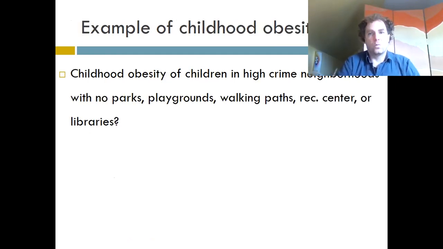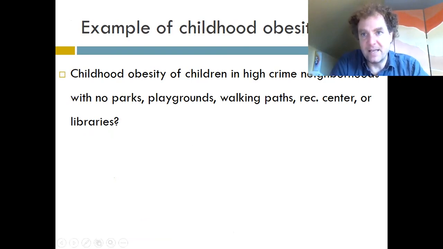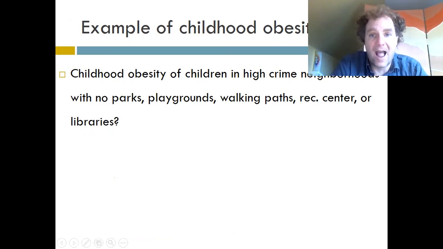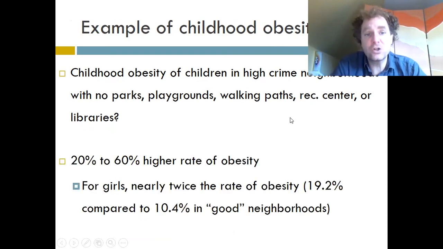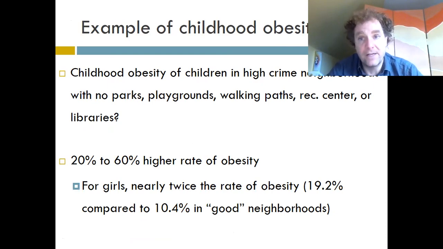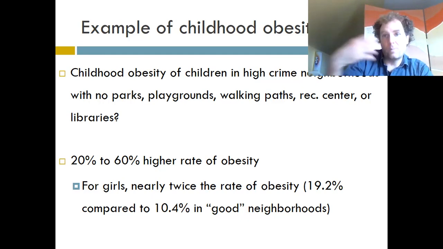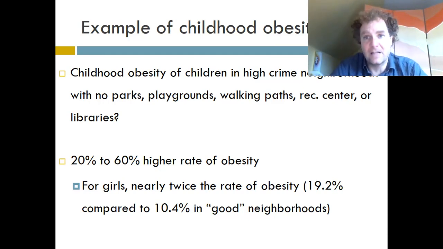right? So we see this in terms of obesity rates for children who live in dangerous, high crime neighborhoods, neighborhoods with no parks, no playgrounds, no walking paths, no rec center, right? And what we see is that there's a 20 to 60% higher rate of obesity, right? For girls, for example, it's twice as high, the rate of obesity of living in a bad, unsafe neighborhood compared to girls living in a good neighborhood. And then this is something that will stick with somebody for the rest of their life, right?